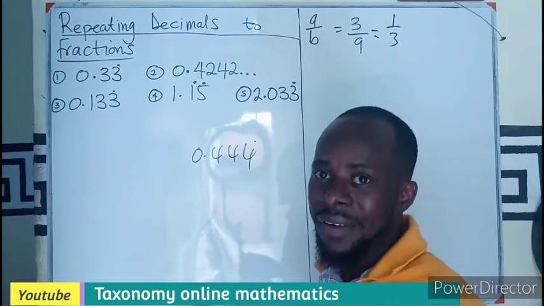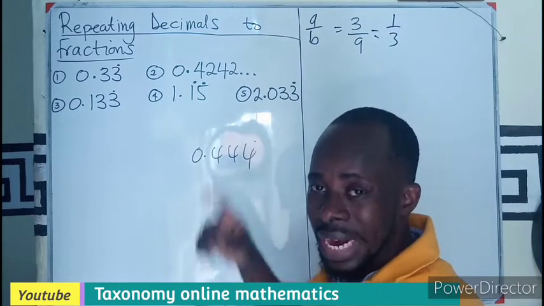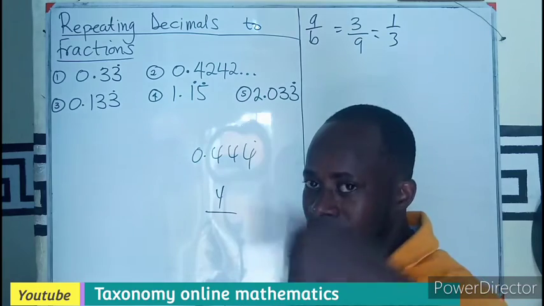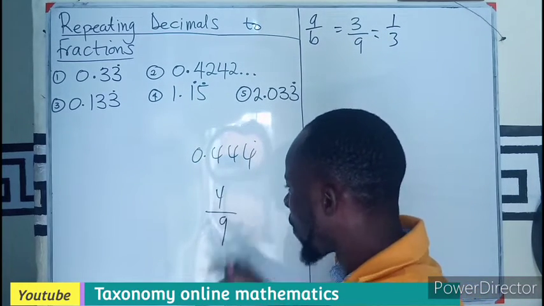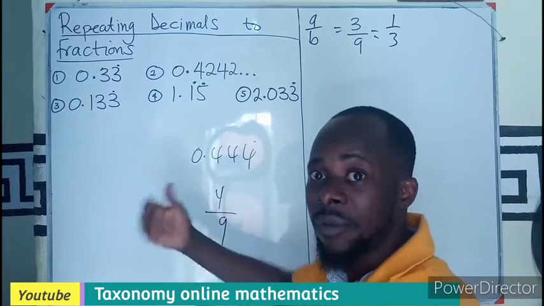Meaning if I have 0.444 recurring, I ask myself how many numbers are recurring. It is only one number, and that number is 4. So we take 1 from 10, right? You get 9. So 4 over 9 gives you the fraction form of 0.444.